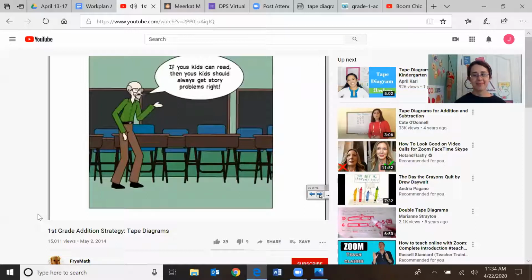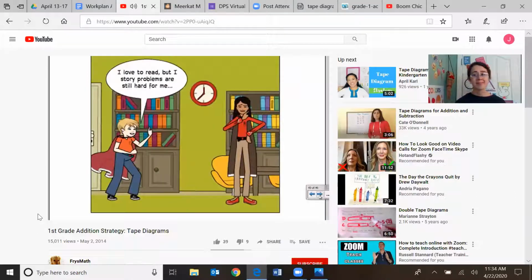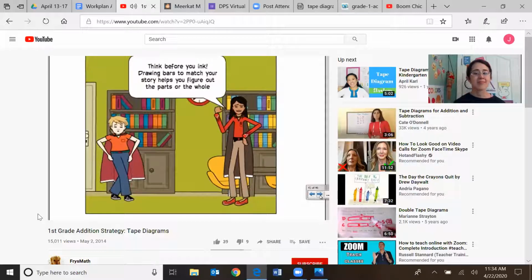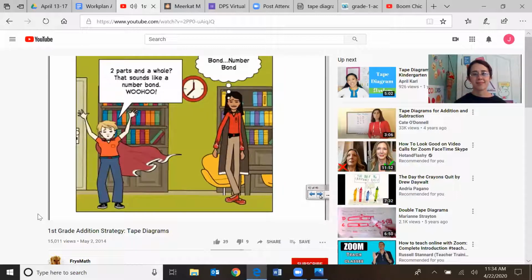Grumpy Math Guy says, if you kids can read, then you kids should get story problems right every time. So Grumpy Math Guy thinks story problems are easy. Well, Math Boy says, I love to read, but story problems are still hard for me. Math Girl's thinking. Math Girl says, think before you ink. Drawing bars to match your story helps you figure out parts or the whole. And Math Boy thinks, 2 parts and a whole, that sounds like a number bond. Woohoo! And Math Girl thinks, bond, number bond.